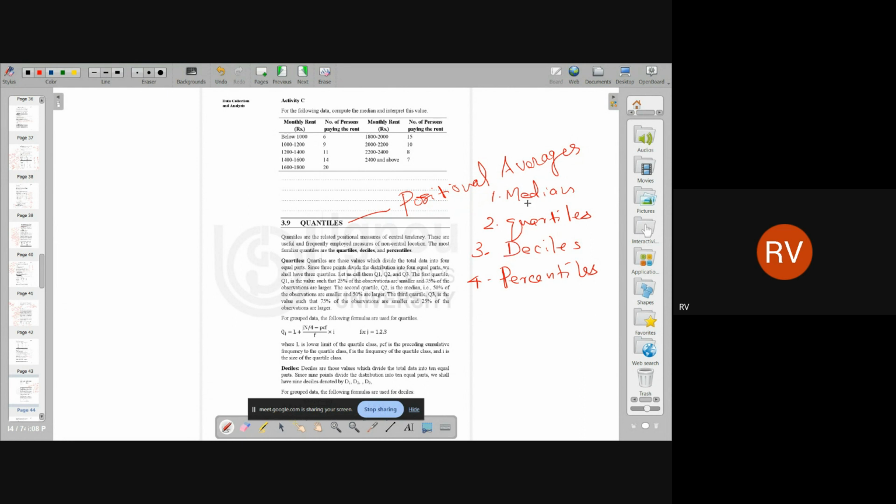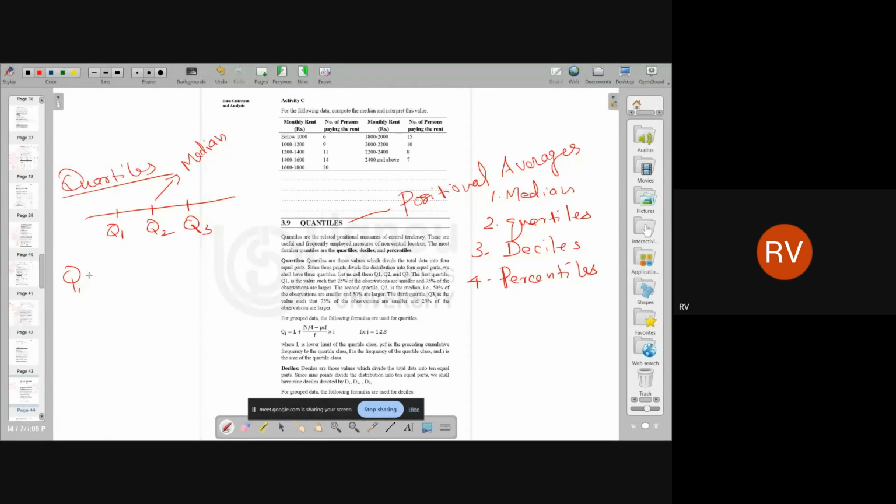The median is the 50th percentile. Quartiles means the given data is divided into 4 parts: the first Q1, the second Q2, and the third Q3. Q2 is the median. Then how do we find Q1?